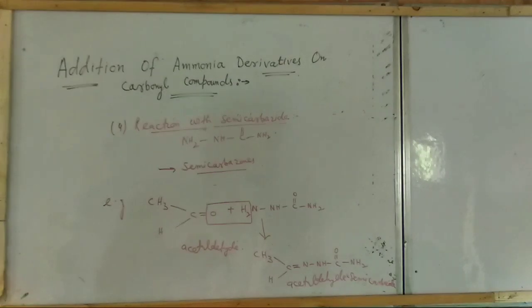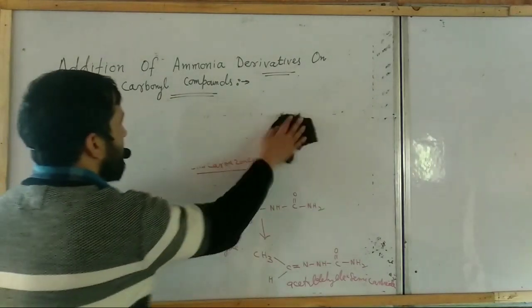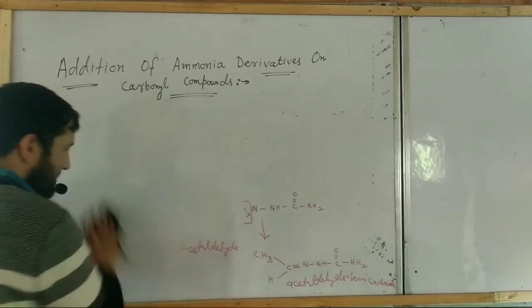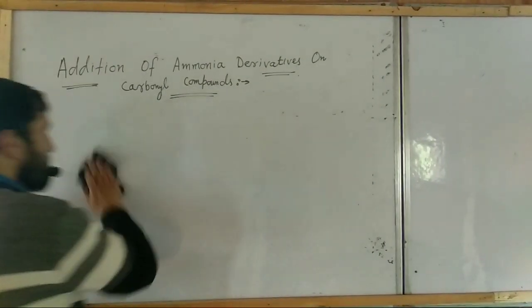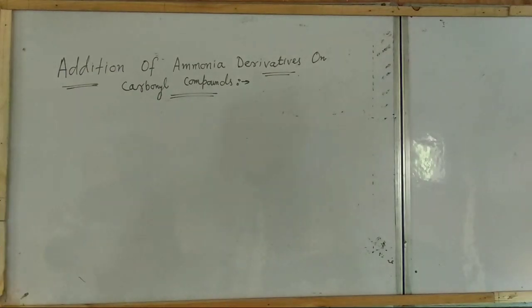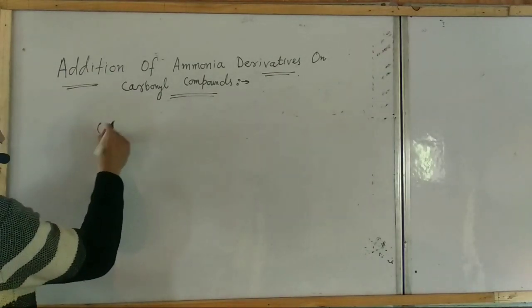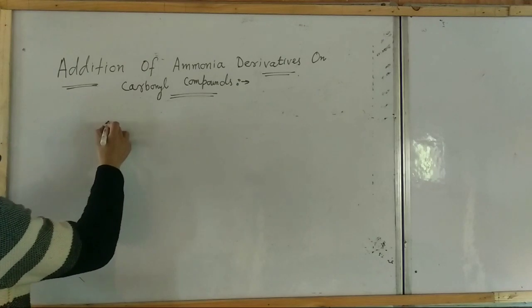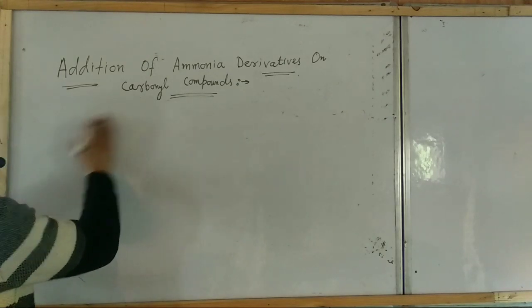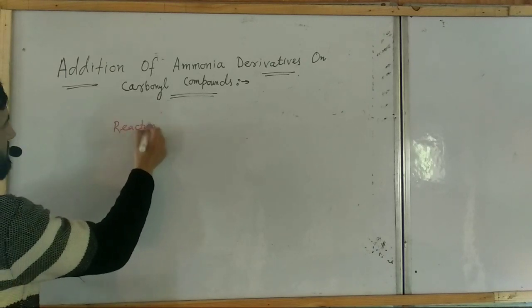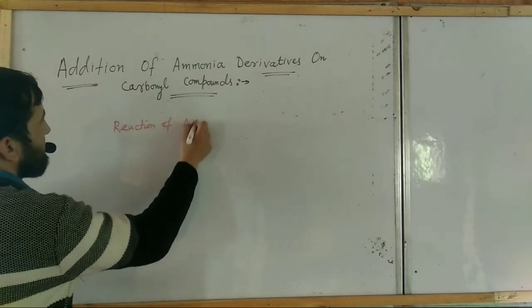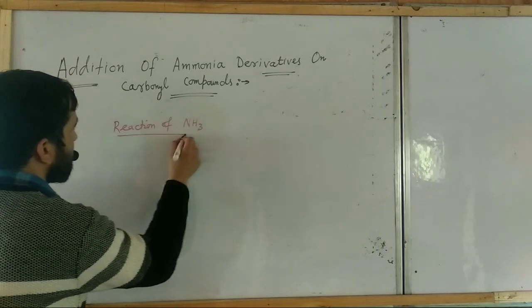Now we will discuss about the reaction of ammonia with aldehydes and ketones. So another one is reaction of ammonia. This ammonia also reacts with aldehydes and ketones like its derivatives and involves a nucleophilic addition. So we will discuss about a reaction of ammonia, that is NH3, with aldehydes and ketones.